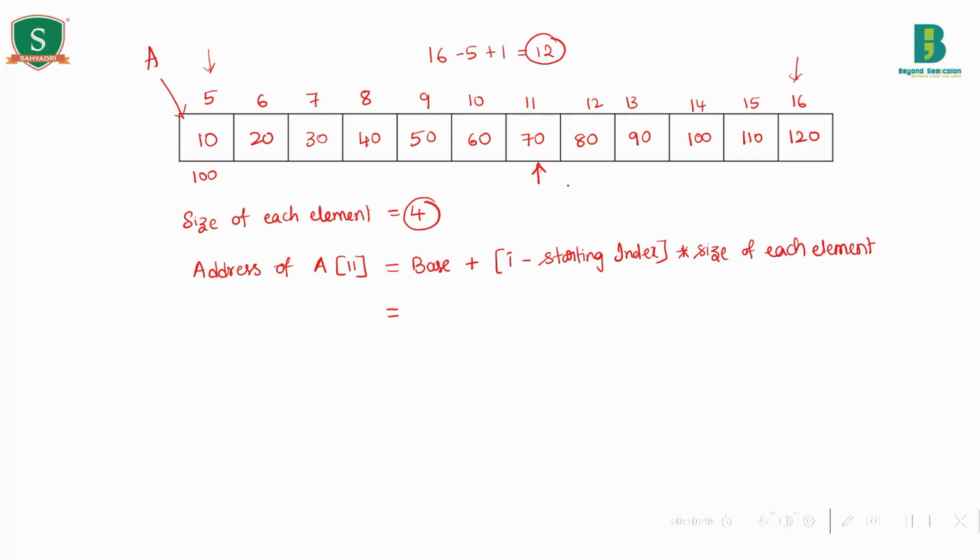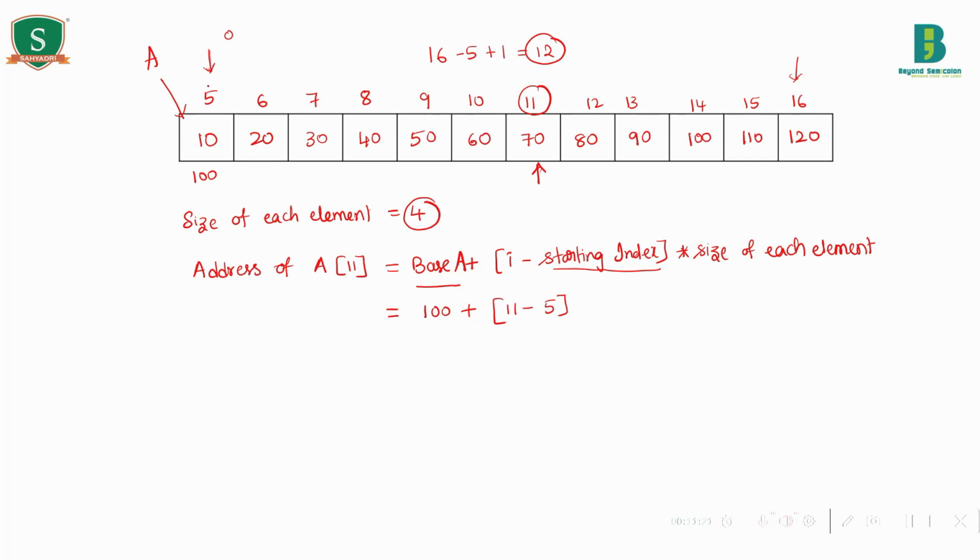If you want to know the address of the element that is there in the 11th index, let us consider the base address. Base address is 100 plus the index that we are looking for, 11, minus the starting index 5. Did you ever wonder why the starting index is 5? Why not 0? See, in a few competitive exams, if they want to trick you, what they will do is instead of giving the starting index as 0, they will start with 5.